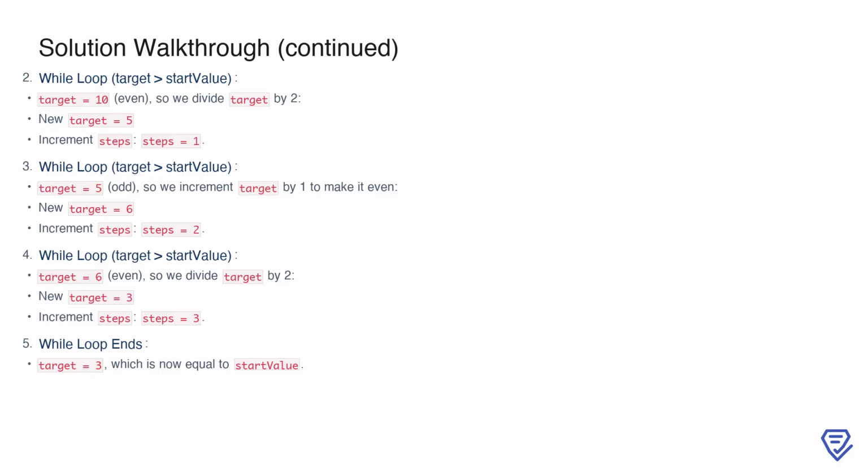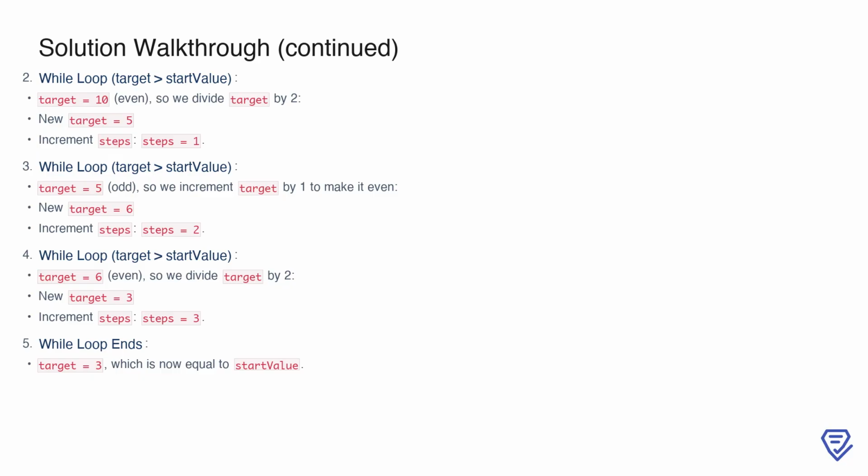Now, the target is 5, which is odd. When the target is odd, we increment it by 1 to make it even. This changes the target to 6, and we increment the steps counter to 2. Next, the target is 6, which is even, so we divide it by 2. This reduces the target to 3, and we increment the steps counter again to 3.